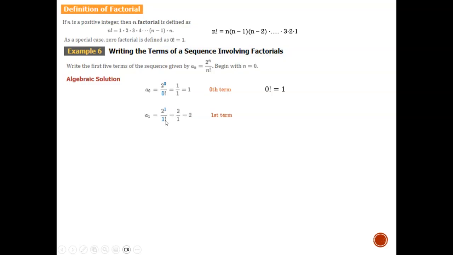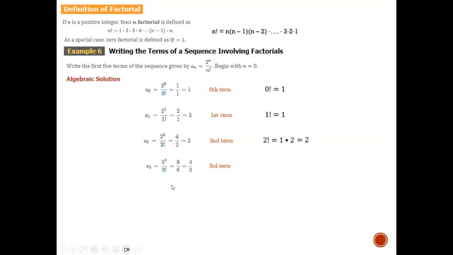The next term will be a sub 1, so we plug in a 1. 2 to the first is 2 over 1 factorial, which is just 1. 2 over 1 is 2. Plugging in 2, we have 2 squared over 2 factorial. 2 squared is 4. 2 factorial is 1 times 2. 4 over 2 is 2.